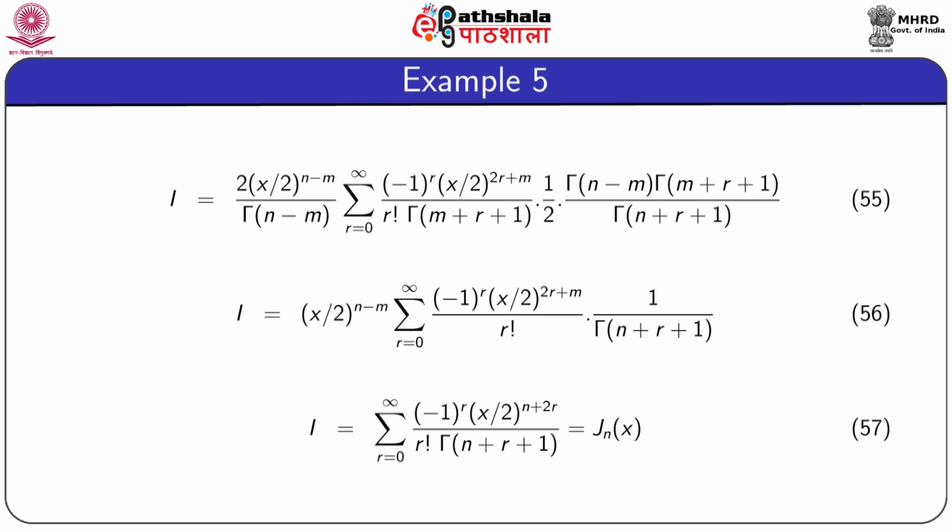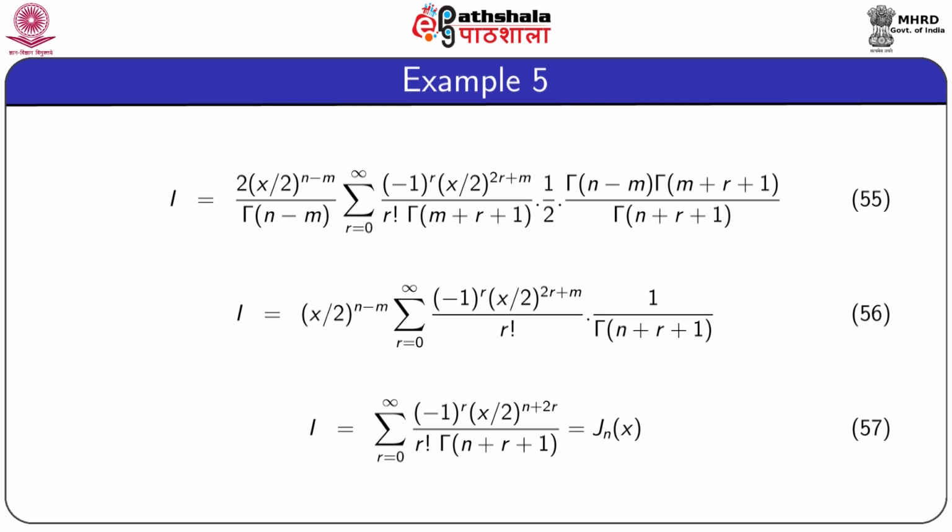which on simplification gives expression 56, which is I equal to (x by 2) whole to the power n minus m summation r equal to 0 to infinity (minus 1) whole to the power r (x by 2) to the power 2r plus m divided by r factorial into 1 by gamma n plus r plus 1, which is equal to summation r equal to 0 to infinity (minus 1) whole to the power r (x by 2) to the power n plus 2r divided by r factorial gamma n plus r plus 1.